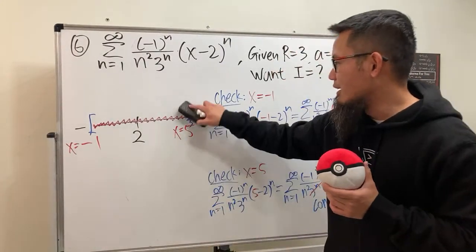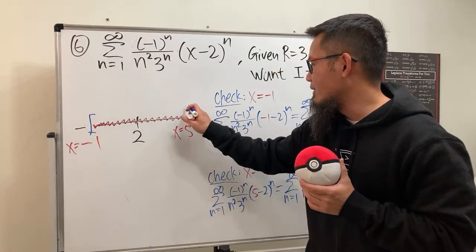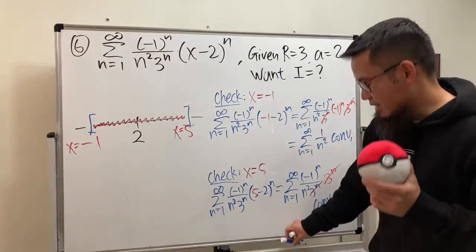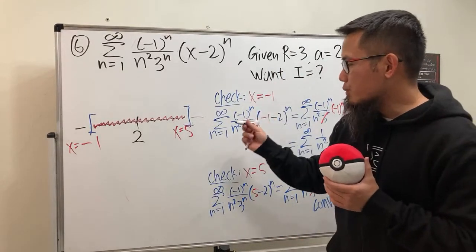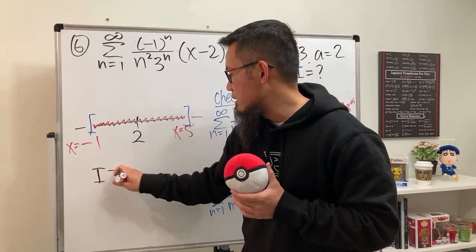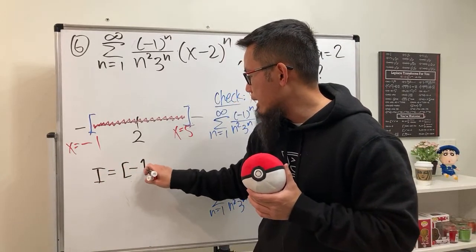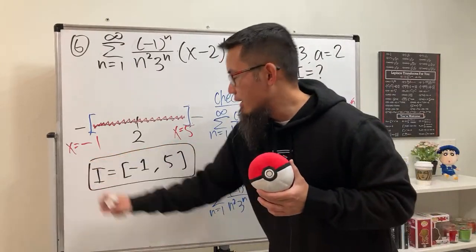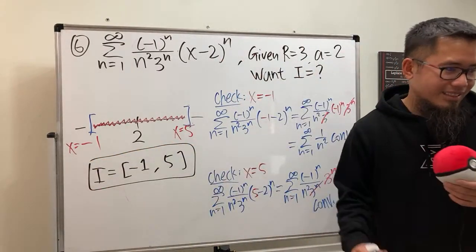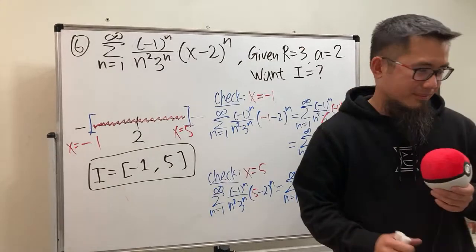So we can come here and erase this, and then we'll say, hey, in fact, we include both endpoints. Therefore, for this question, the interval of convergence goes from -1 to +5. Right? So that's it.